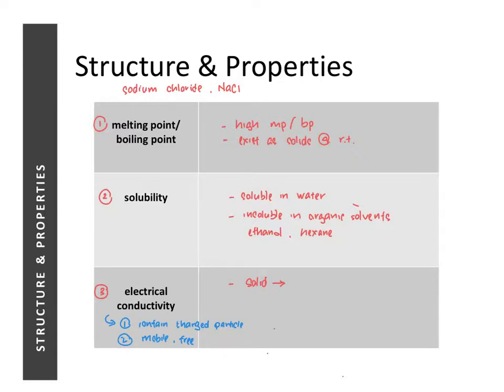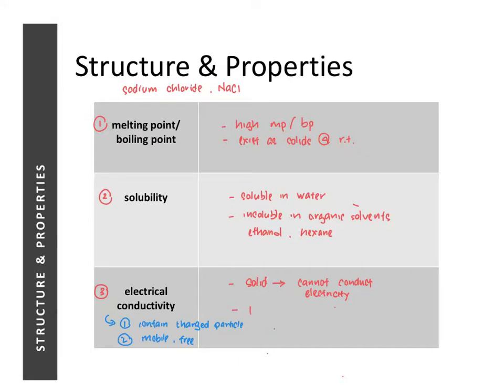In a solid, are your particles free to move? What is the movement like of your particles in a solid? The answer is that they can only vibrate about their fixed positions, meaning they cannot move freely. Therefore, in solid state, ionic compounds cannot conduct electricity. Even though they contain something that's plus or minus, something that's charged, they are not free to move. Therefore, in solid state, ionic compounds cannot conduct electricity.